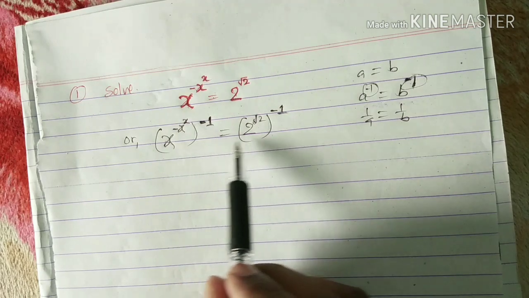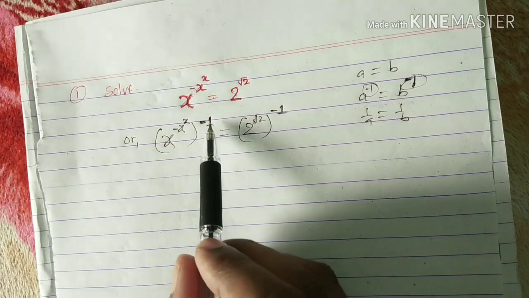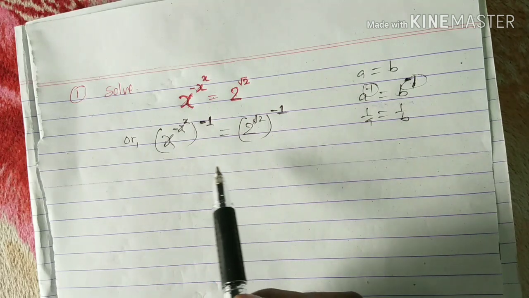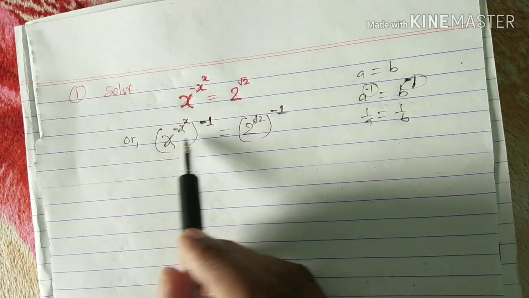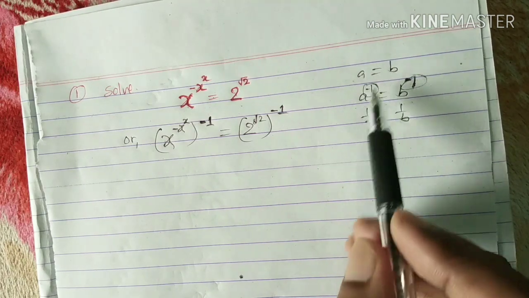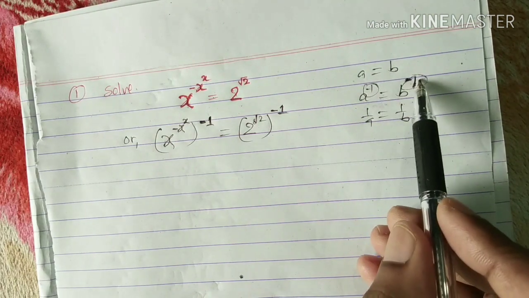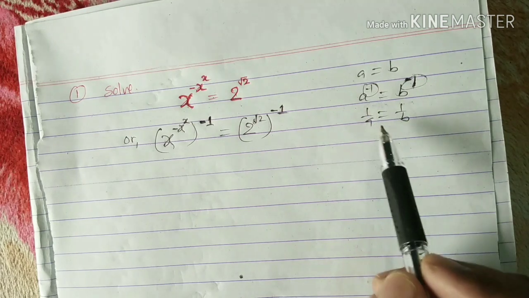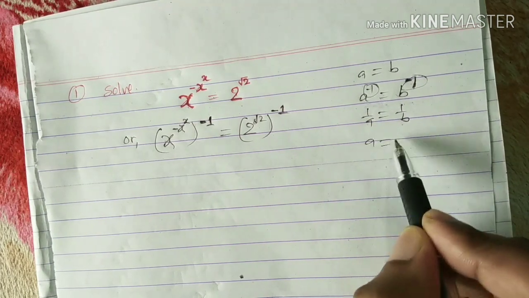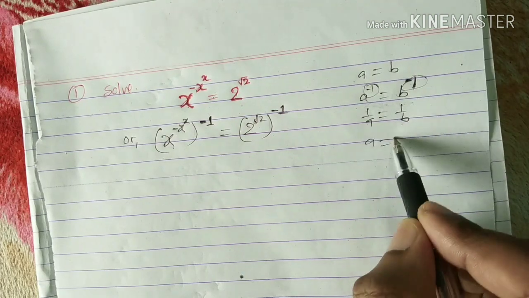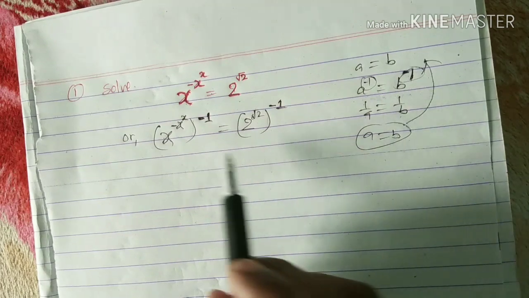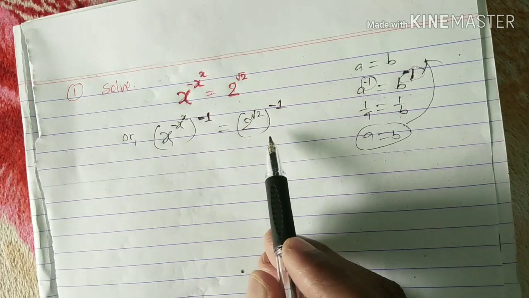What I have done here is I have taken the inverse on both sides. We can take the inverse on both sides because, as we know, if a is equal to b, then a inverse is equal to b inverse, because 1 by a is equal to 1 by b. Now if we cross multiply here, then a is equal to b, which gives the original condition.